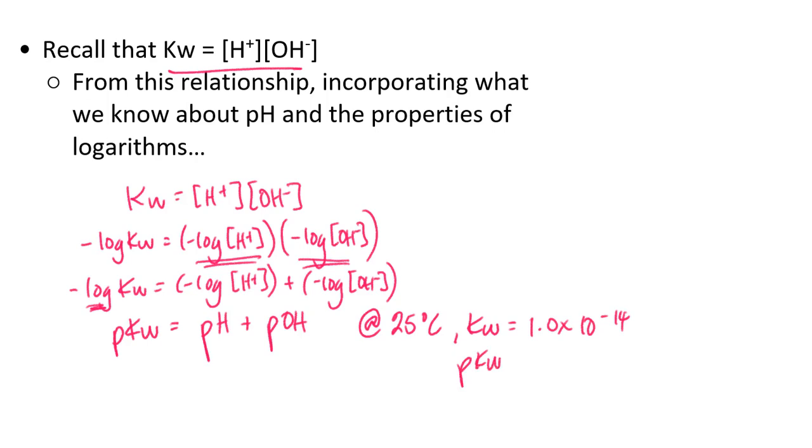If I take the pKw, that's the negative log of 1.0 times 10 to the negative 14th. Well, the negative log of 1.0 times 10 to the negative 14th is 14. So at 25 degrees Celsius, pKw is equal to 14.